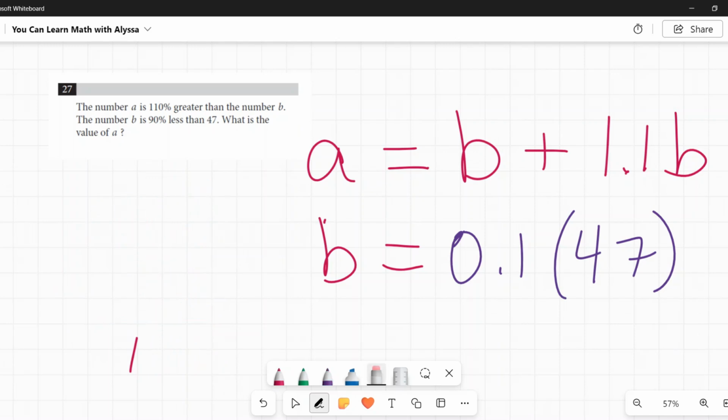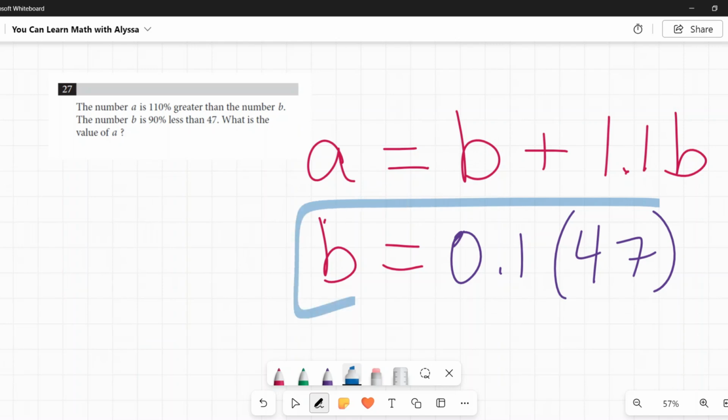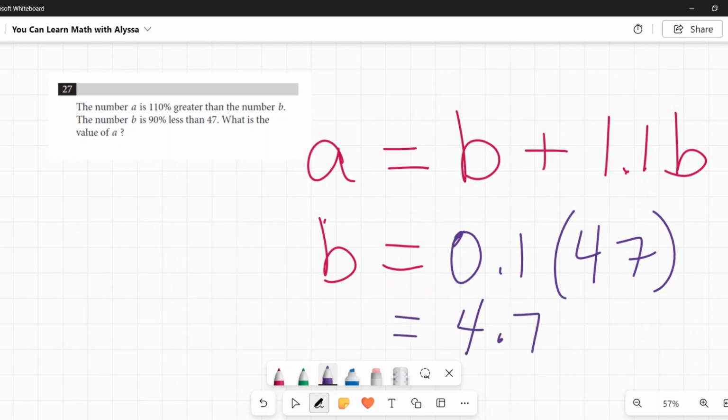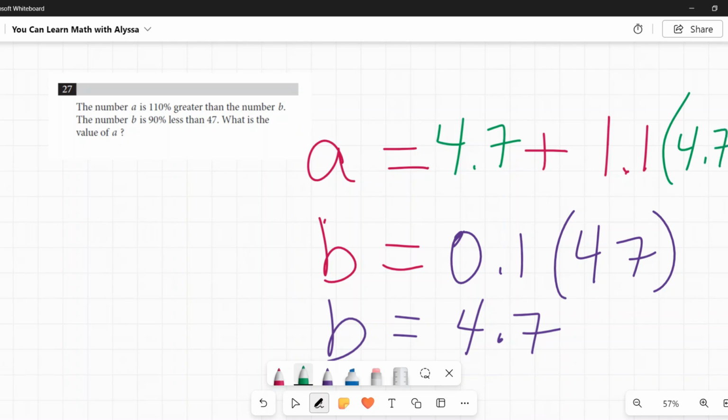So 10% of 47. Okay, we can start doing this math. I want to find out what B is, and there are no variables in this second equation, so I can solve for B. B is equal to 0.1 times 47, or 4.7. Now that I know B is 4.7, I can take it and plug it in to those two. So first one, B here, that's going to be 4.7. And then over here we have 1.1 times 4.7. And this is the point, if you'd like to use your calculators, go for it. And you get that A is equal to 9.87.